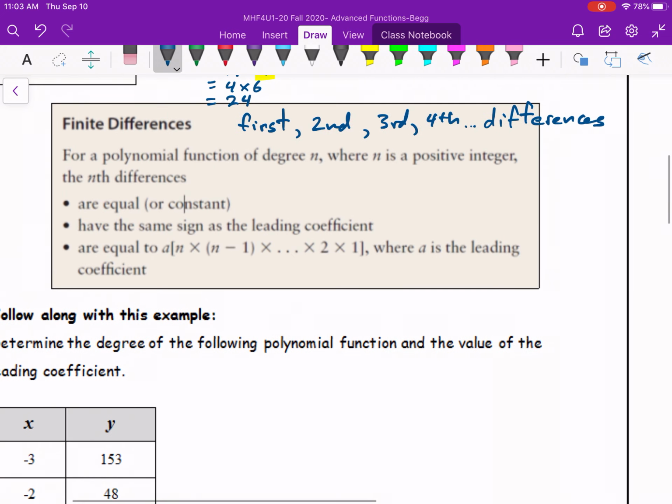Here's what's true for any type of differences, for second, third, fourth, millionth. The constant differences will have the same sign as the leading coefficient in your equation. Remember, leading coefficient. I'm just going to write it this way for a second. Let's say we're looking at a cubic function, and I'm just going to use A, B, C, and D for my coefficients.